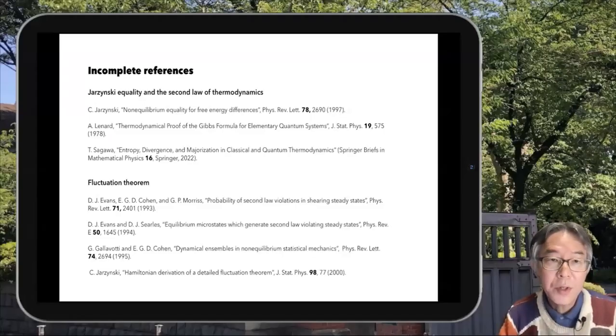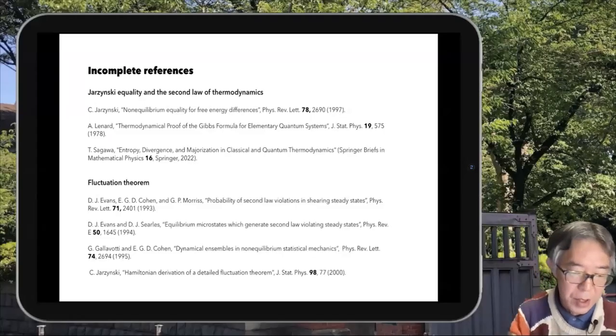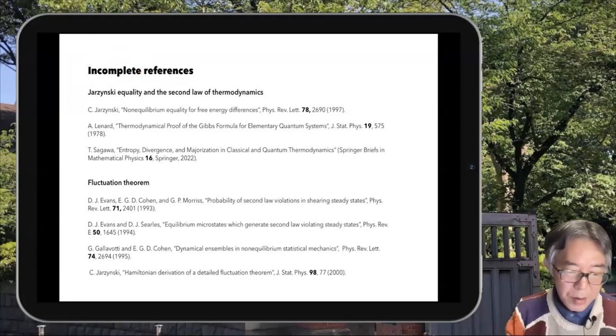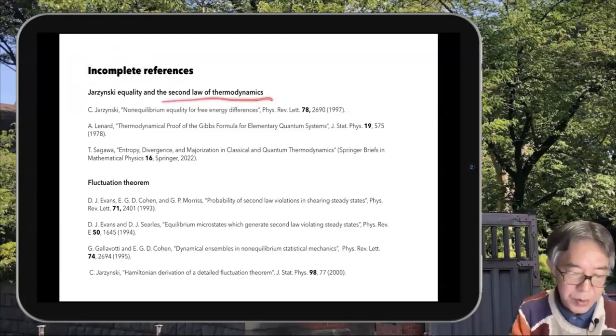Before closing part 1, I want to briefly discuss incomplete references. Incomplete means I may be missing many important ones. I'm sorry about this.